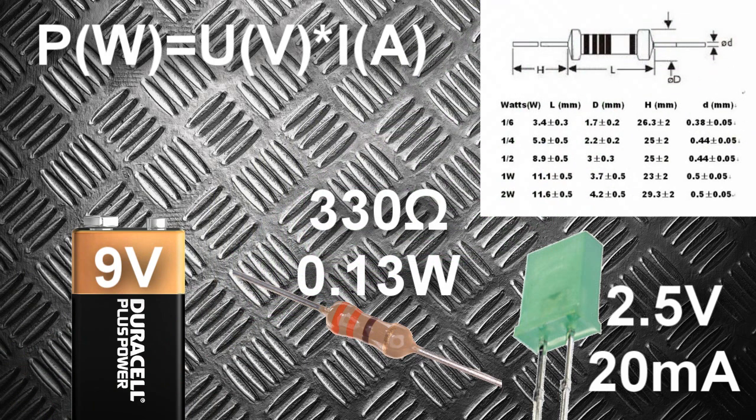As a rule of thumb, I stay away from anything lower than 1/4 of a watt, and usually pick a resistor with about double or in some cases triple the rating that is needed. So I picked a 1/4 of a watt resistor which can handle 0.25 watts.